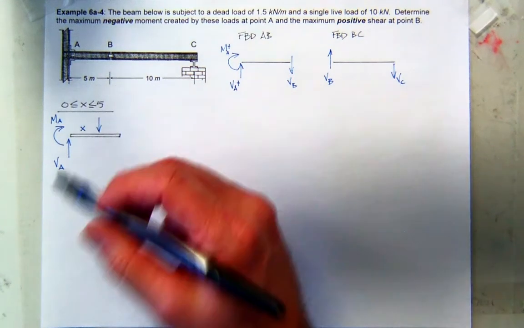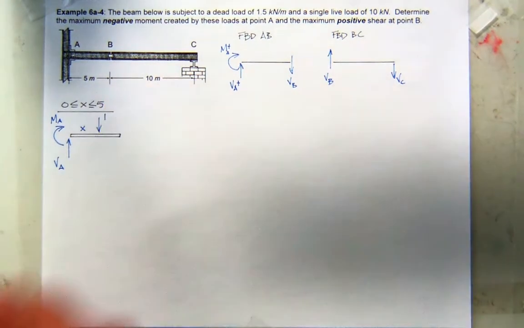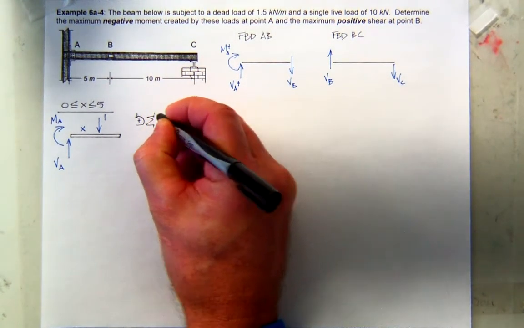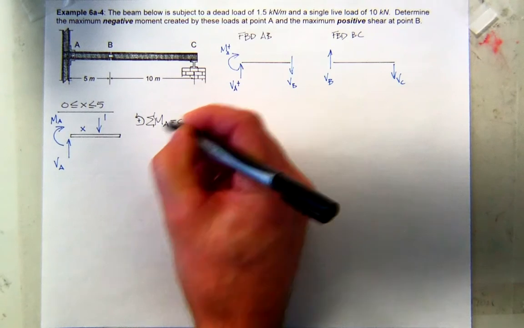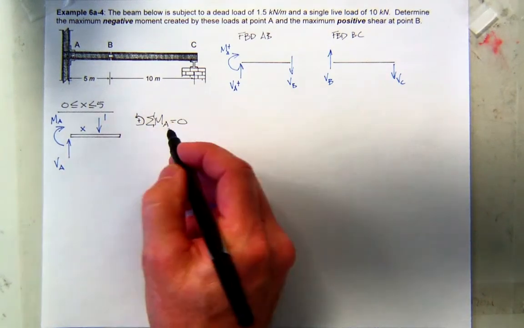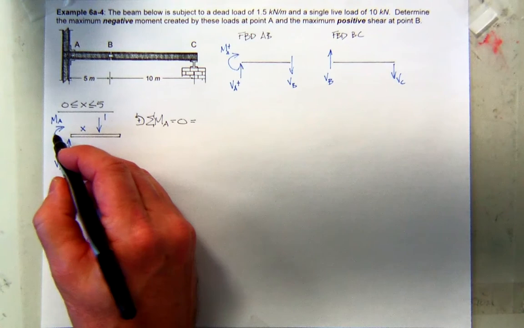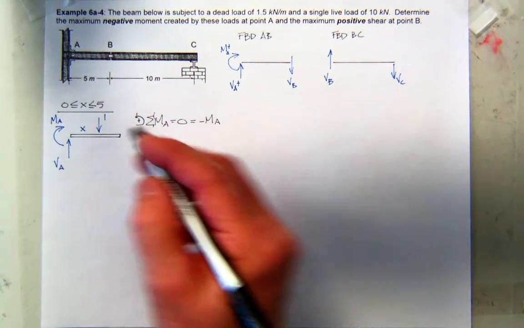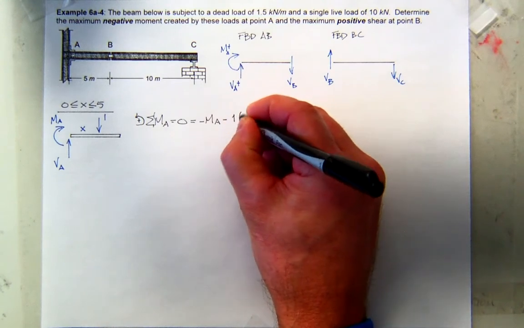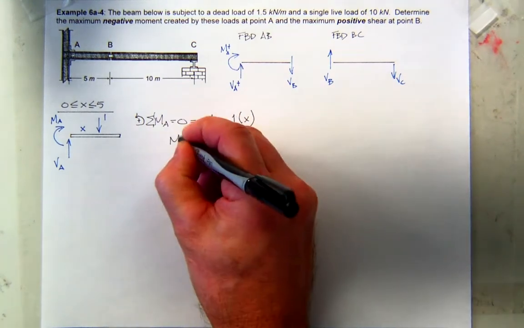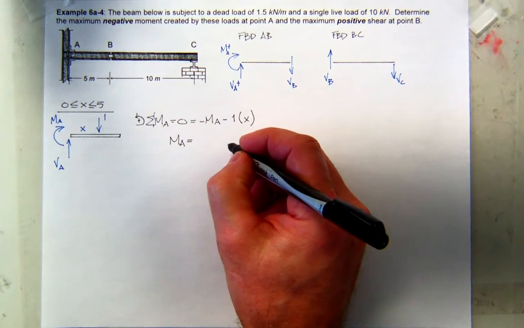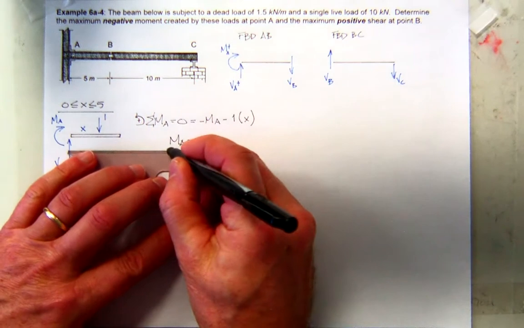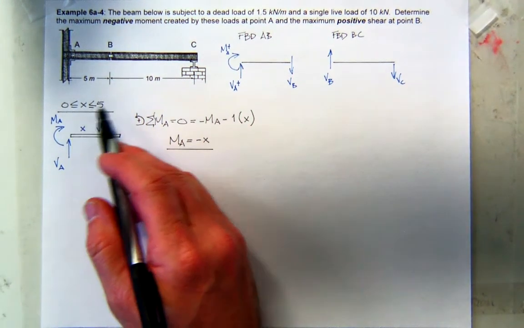So all I have to do to find my moment at A is do what? I just need to sum moments at A, right? I don't care about the shear because the shear passes through A. It won't create any moment. So I'll have my moment, with my sign convention is negative. And then I'll have the moment due to the unit load 1, which is also negative, at a moment arm of x. So it looks like the moment at A is equal to negative x. And that's good from 0 to 5.